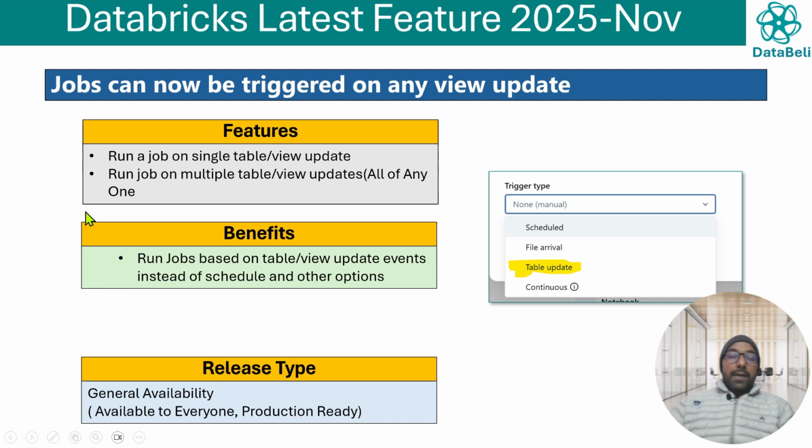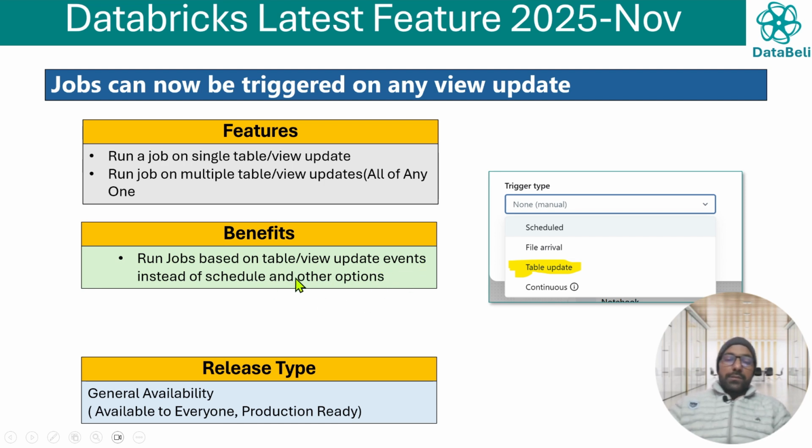And the last feature is about jobs. In jobs, we can trigger those jobs based on any update on any view or any table. Running a job based on a table update was released last month only, and this month they have also released it based on a view update. So we can run a job based on a single table or view update. We can even run it based on multiple table or view updates, and we get to run our jobs now based on the update events.